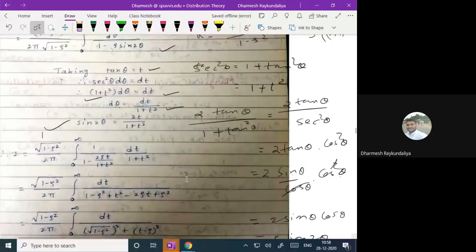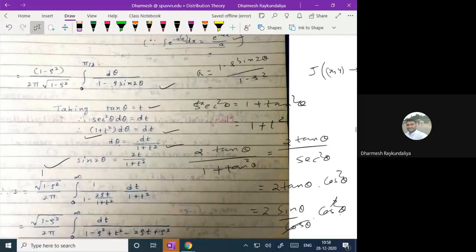Okay. So now I will substitute here. This part is a constant. Now the limits are 0 to pi by 2. At theta equal to 0, tan 0 is 0, so t is 0, and theta equal to pi by 2, tan pi by 2 is nothing but infinity, so t tends to infinity. Now what is d theta? d theta is dt upon 1 plus t square, and 1 minus rho sine 2 theta, where sine 2 theta equals 2t upon 1 plus t square, so I can write 1 minus 2 rho t upon 1 plus t square.